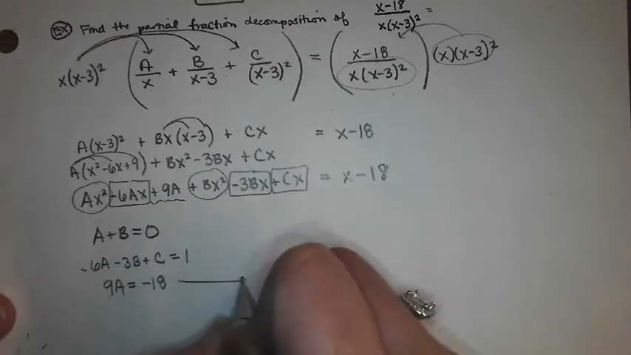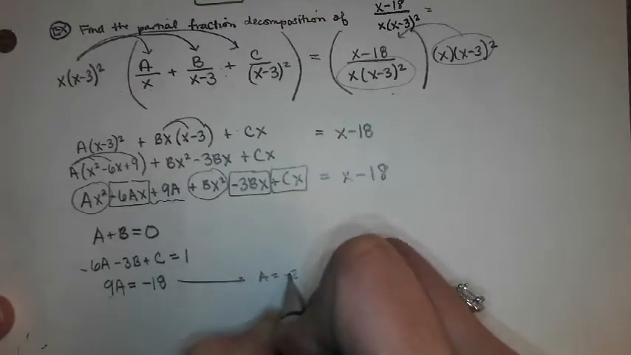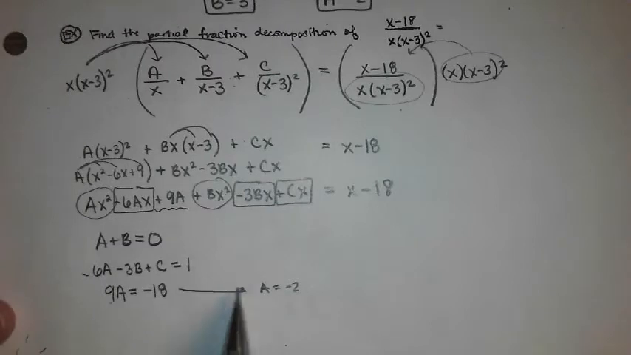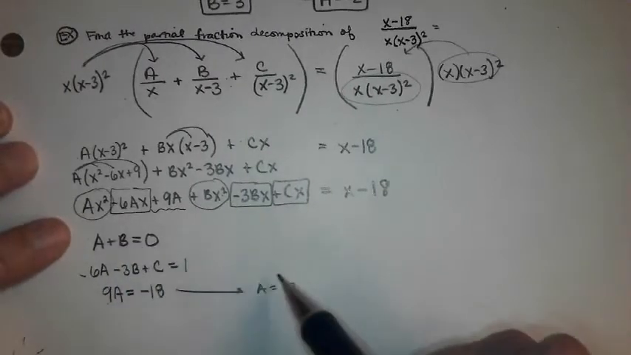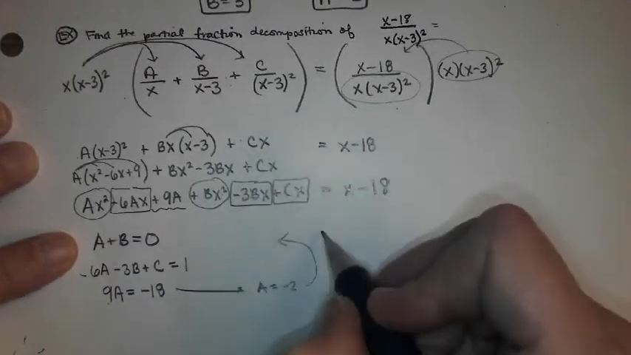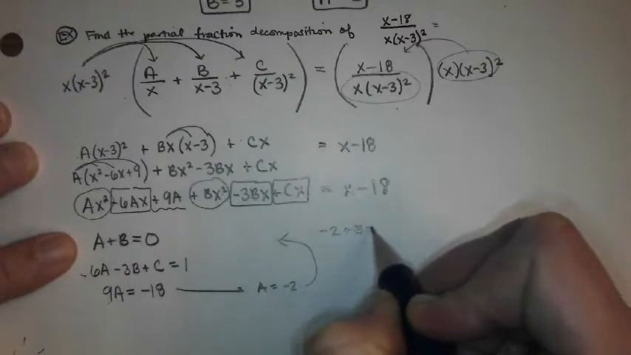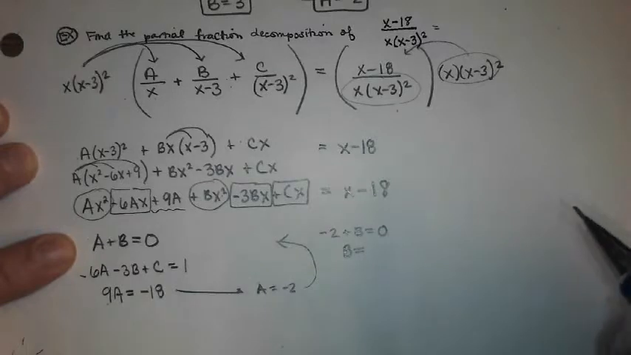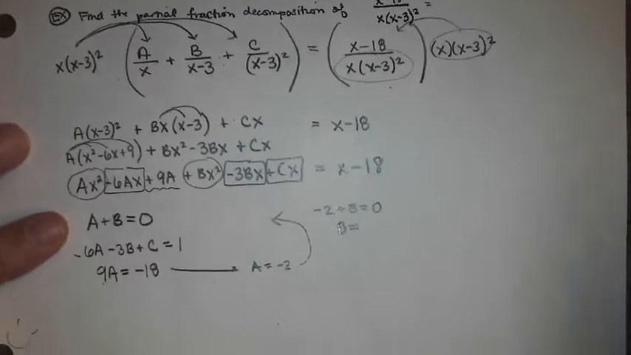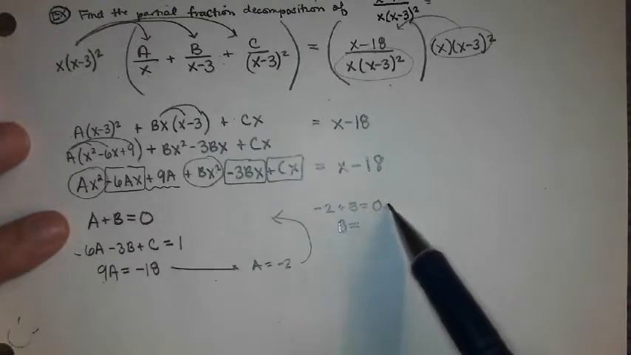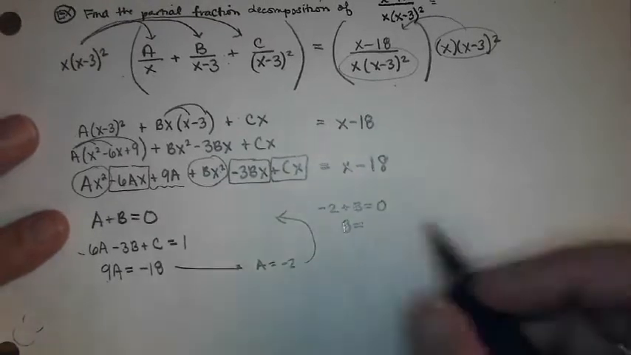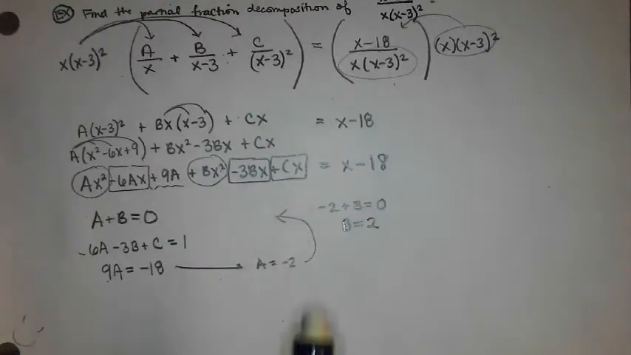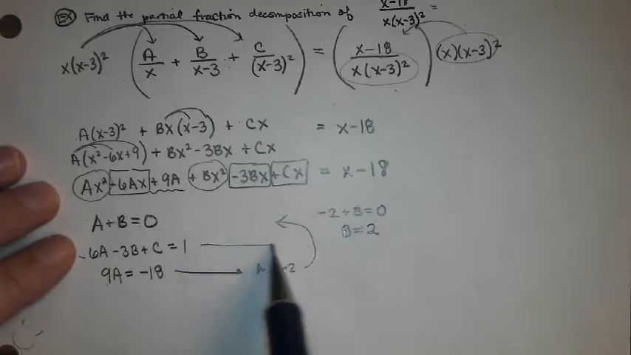So this gives you a equals negative 2 without much work. Once you know a is -2, you can go up here and do -2 plus b equals 0. So what's b? If -2 plus b equals 0, what's b? 2. And if you know a and b, go to your third equation.